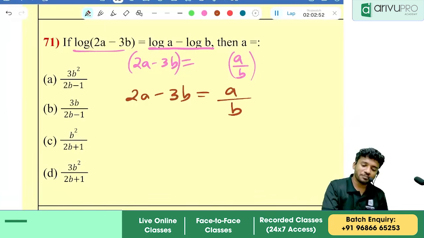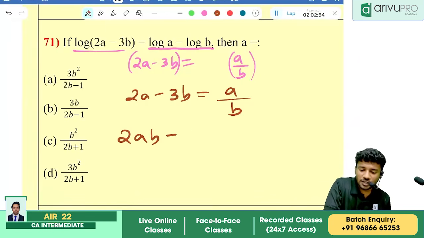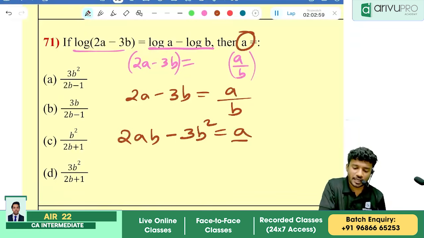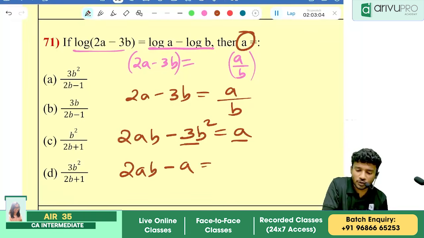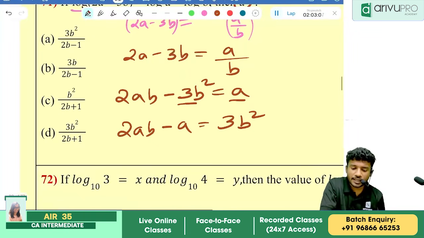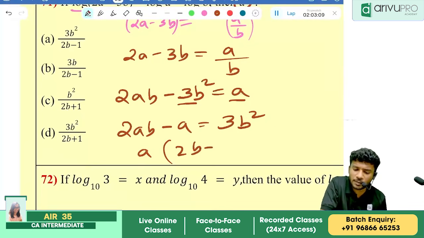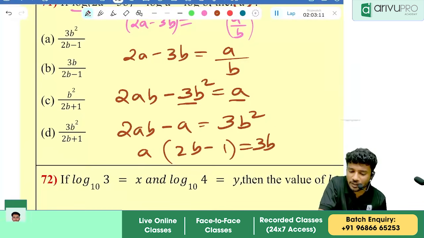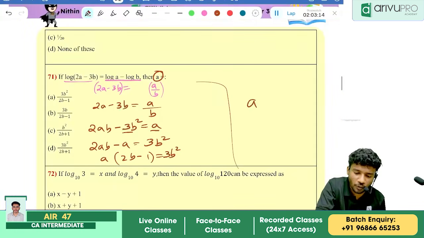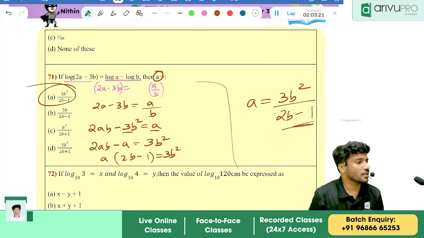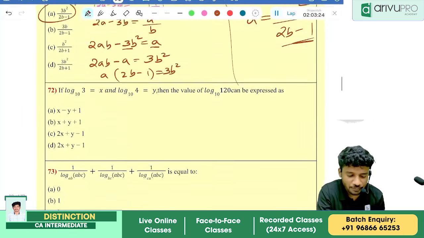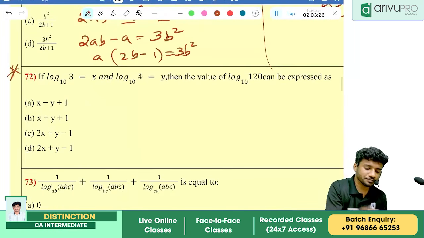We need to find the value of a. Cross multiply. 2ab minus 3b square is equal to a. What are we finding? a. Take a to one side, take this to the other side. 2ab minus a is equal to 3b square. Take a common. What is remaining? 2b minus 1 is equal to 3b square. So a is equal to how much, people? 3b square divided by 2b minus 1. Which option is the answer? Option A is the answer. Understood? Yes.